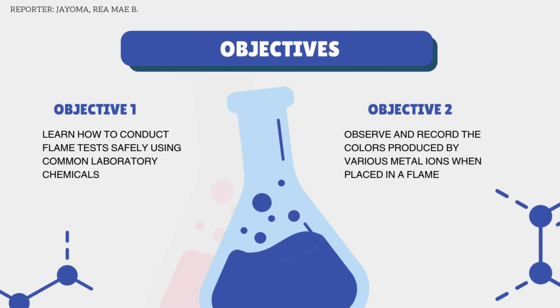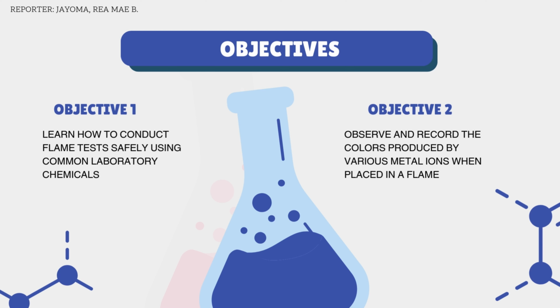At the end of this laboratory activity, the student will be able to, first, learn how to conduct flame tests safely using common laboratory chemicals. Students will learn the proper and safe techniques for performing flame tests using common lab chemicals. This includes safety precautions and the correct use of equipment. Second, observe and record the color produced by various metal ions when placed in a flame.